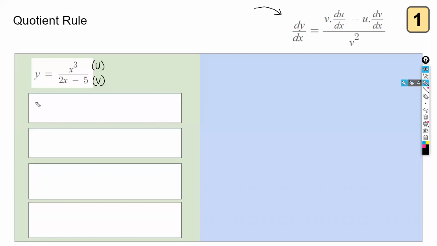So the top section is u. So u is x cubed. v is the underneath portion, which is 2x minus 5.